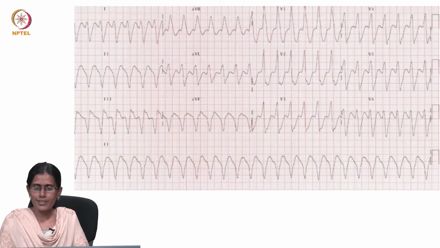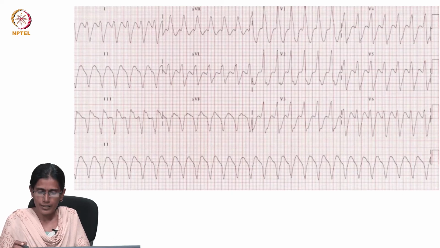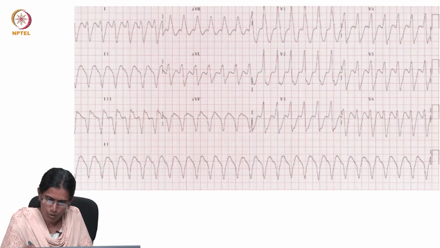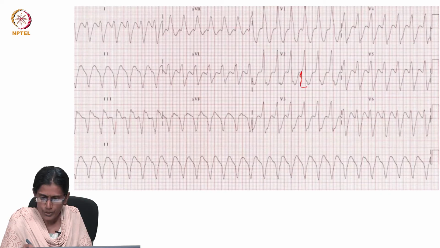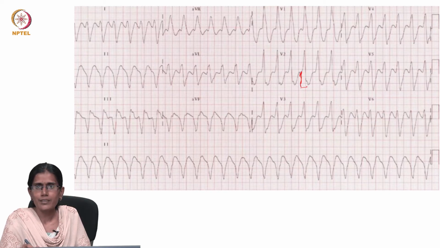So, now we are going to assess the RS interval. It means from the beginning of the R wave, this is the beginning, to the nadir of the S wave. So, 1, 2, 3, 4. So, it is more than 100 milliseconds. So, it is diagnostic of VT.